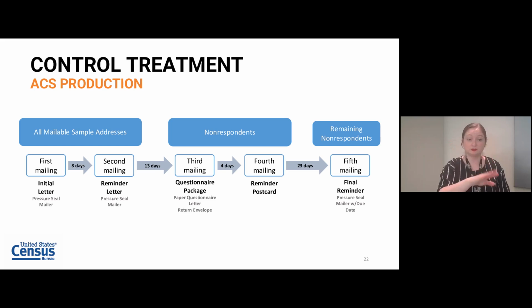So you have these first 2, which are going to be the initial letter and the reminder letter. After that, you have non-respondents. So these are people who have not answered the ACS yet. They're going to get the questionnaire in the paper, and then you get a reminder, and then the remaining ones get a final reminder with a due date. If you still don't answer, you might be put into what we call the CAP universe, which means we might send an interviewer out to you.